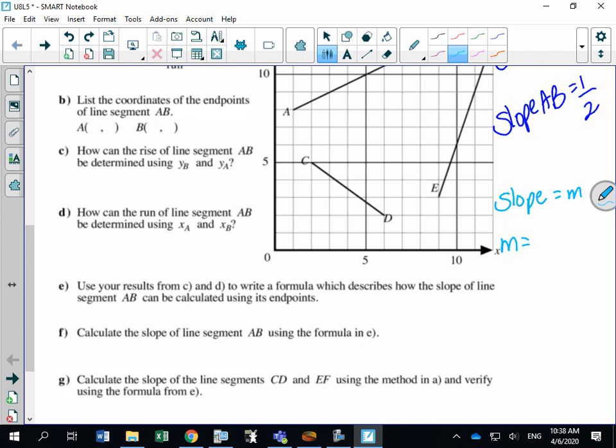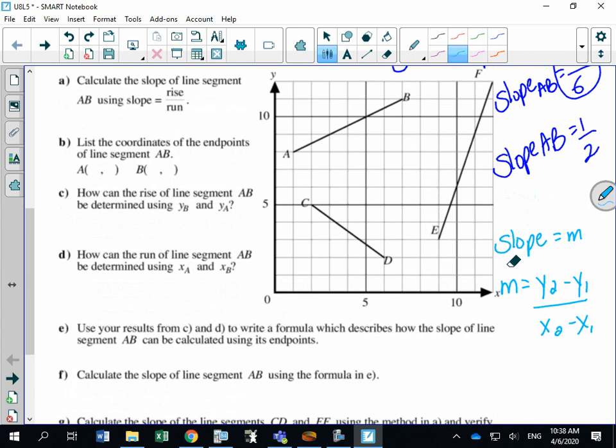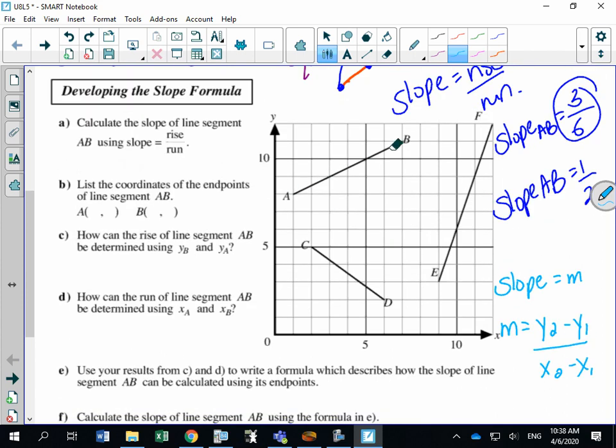And the equation for slope is as follows. I'm going to write m is equal to, because m is slope, y2 minus y1 over x2 minus x1. That is what we call your slope formula. So what is this y2, y1, x2, x1? What that means is on your given line segment, you need 2 points. It does not matter which 2 points you choose. You pick any 2 points on your line segment.